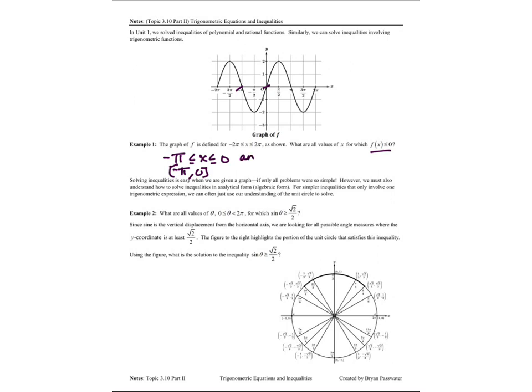And where else? On this particular interval, huh? Pi to 2 pi? Yeah, whatever he meant. It's all the same thing, yeah, sometimes. So from pi to 2 pi. Okay, so that's really graphically what we're finding.